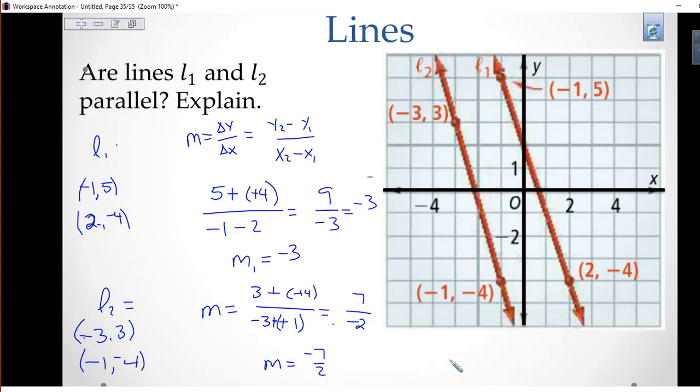So because our slopes are not the same, our lines are not parallel. So we can't always go by what it looks like. They appear to be parallel, but if we actually do compare the slopes, then we'll find out they're not. So line 1 is not parallel to line 2. So once again, we're using what we did in lesson 7 to find the slope. We're just going to compare the slopes now.